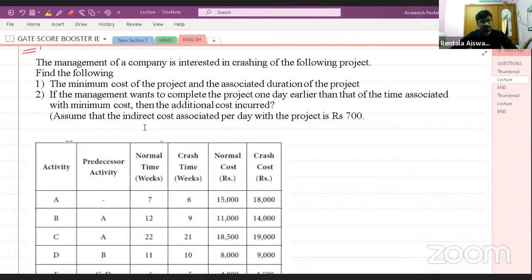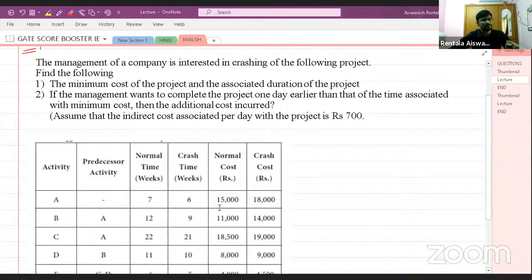As you all know, whenever you are crashing any project, we don't know whether the cost may increase, decrease, or remain constant. You might have seen that particular curve, the total cost curve. Do you remember? First it decreases and reaches a minimum, and then it increases again. So it depends on the situation, on the data given in the question, right?